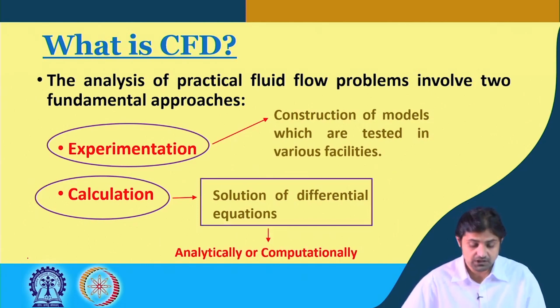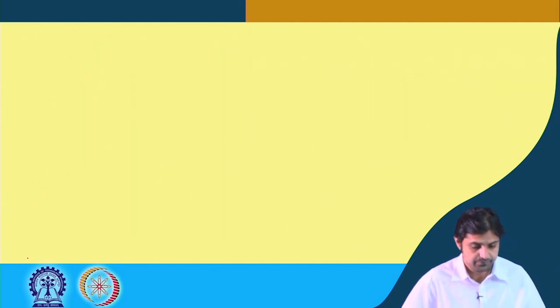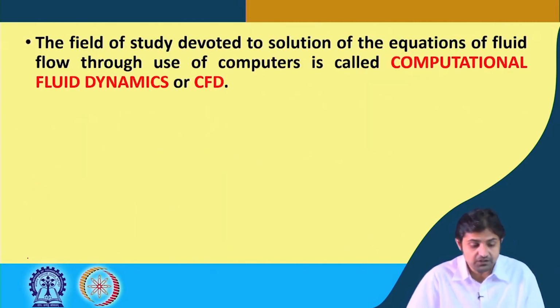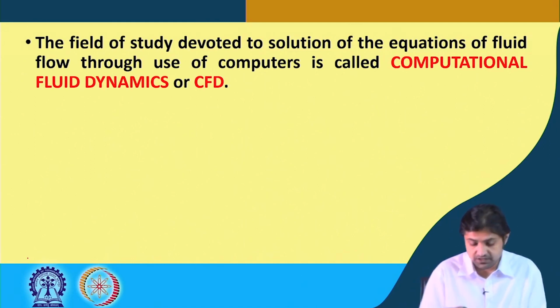This calculation can be performed in two ways. One is analytically, and the second is computationally. Analytical is a mathematical solution. For example, you solve an integral equation by hand using the formulas of math. Computational is using computers. So the field of study devoted to the solution of the equations of fluid flow through the use of computers is called computational fluid dynamics, or CFD.